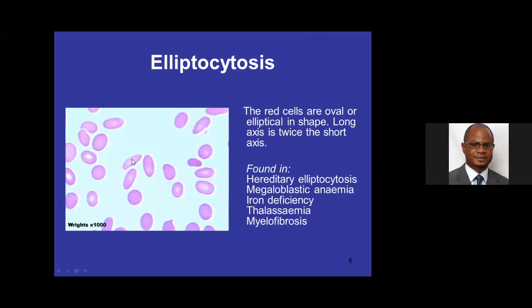So these ones here are the elliptocytes. They are found in hereditary elliptocytosis, megaloblastic anemia, that is B12 deficiency anemia, iron deficiency anemia, thalassemia, and myelofibrosis. They are found in there.